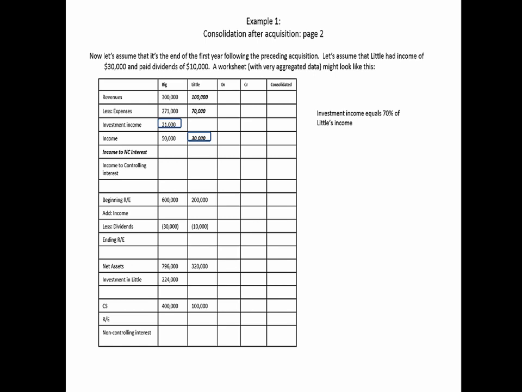Second, given that Little had income of $30,000 and that Big owns 70% of Little, Big's investment income must be 70% of Little's reported earnings. The investment in Little account needs to equal the beginning of year investment balance, which again was $210,000, plus Big's share of Little's income, which was $21,000, less Big's share of Little's dividends, or $7,000. So the end of year investment in Little must be up to $224,000. Again, that's an end of year figure.